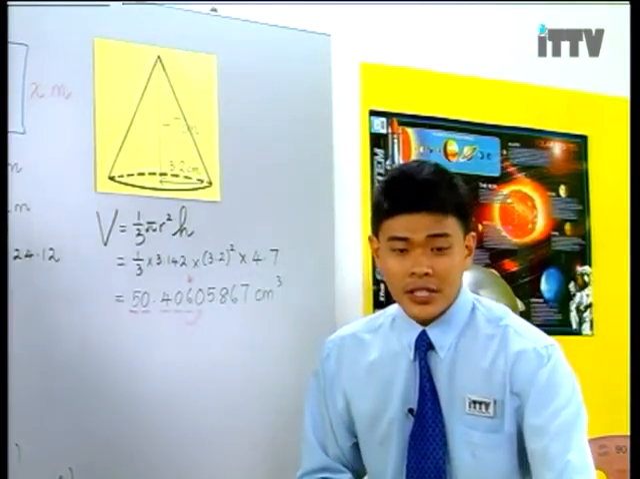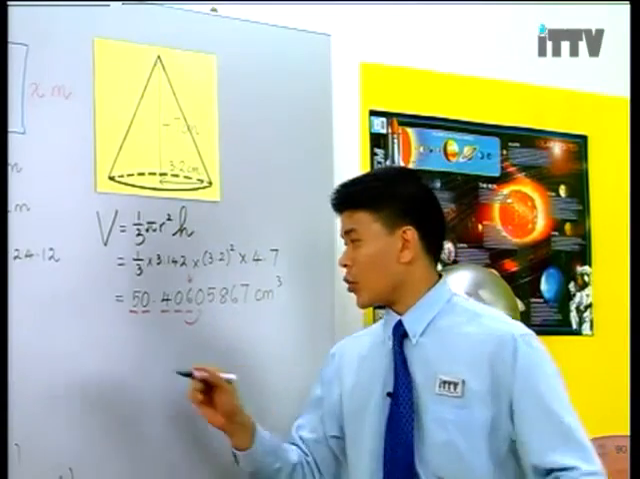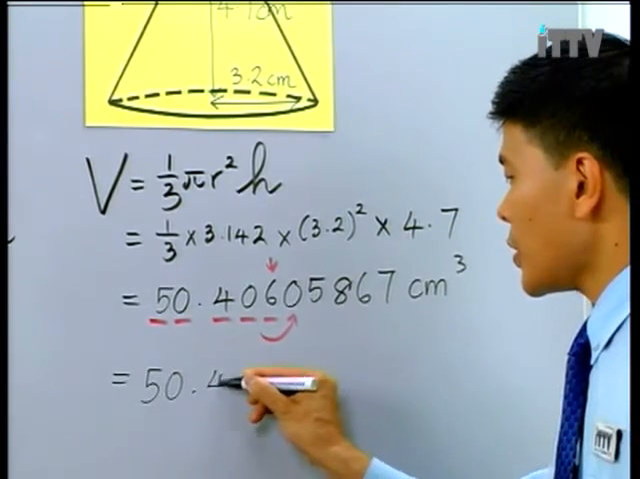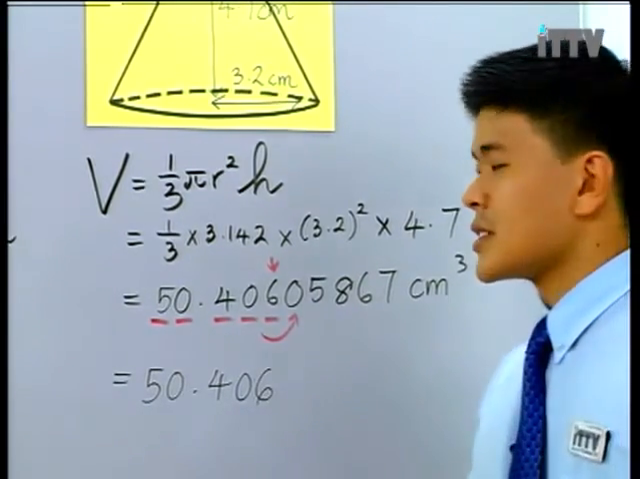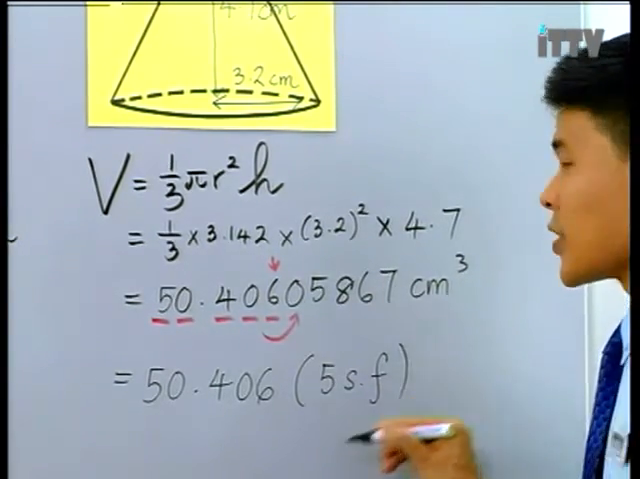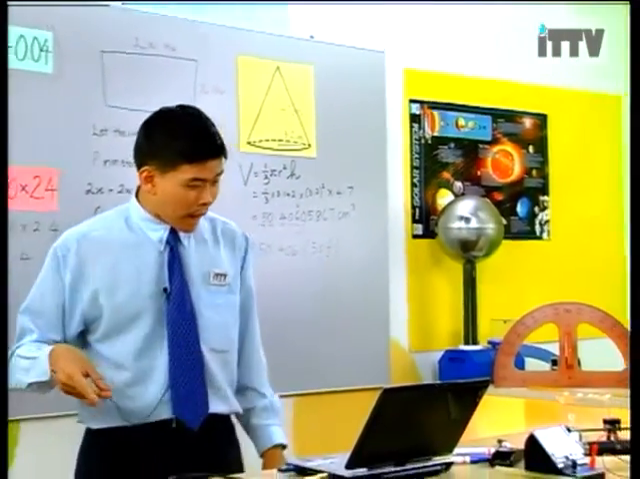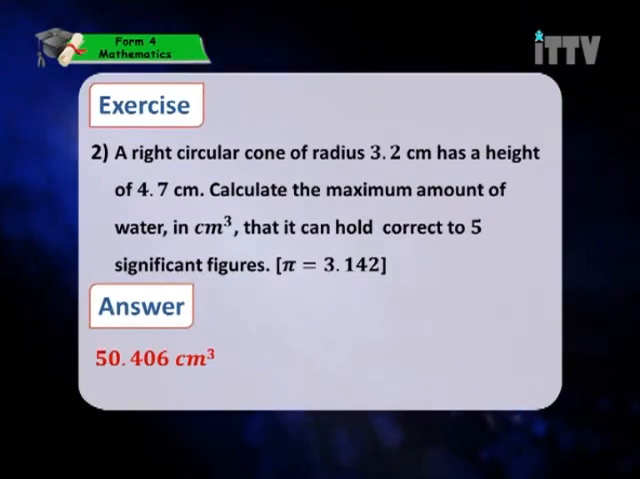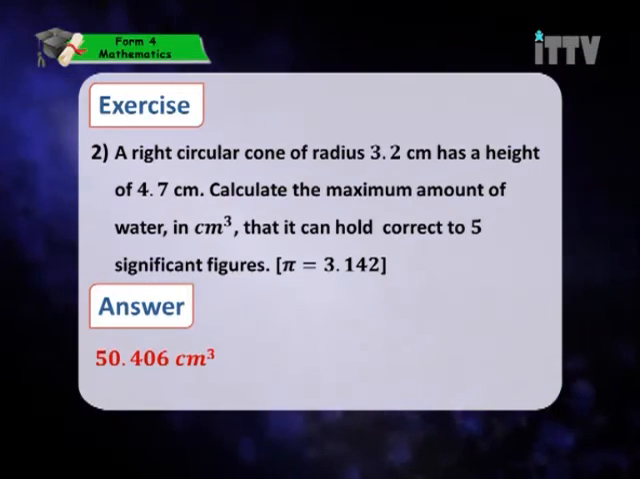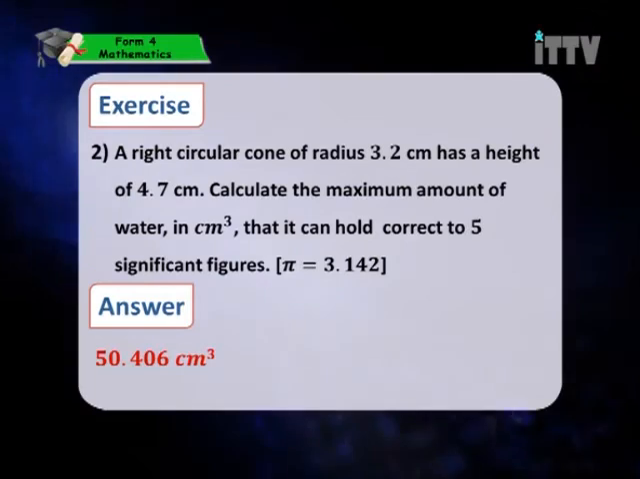So the volume of water, when rounded off to 5 significant figures, will be 50.406, and this is correct to 5 significant figures. So you should get 50.406 centimeter cube.